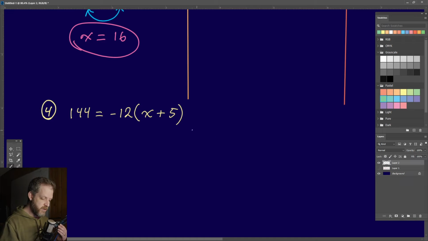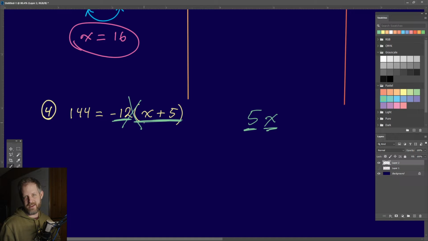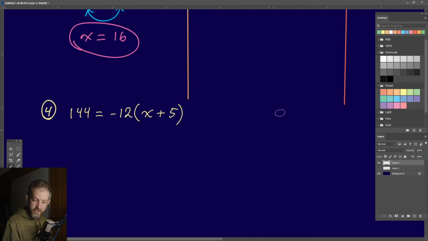So what we've got to do first is get rid of this negative 12. Now, how is this negative 12 attached? If we have 5x, we've got a number next to a letter, right? And if we have a number next to a letter, that's times. So it kind of works the same way with parentheses. If we have a number, negative 12, next to a parentheses, then that means there's a times right there, right? And that's what's going on there. And so in order to get rid of multiplication or times, we have to divide. So that's exactly what we're going to do.